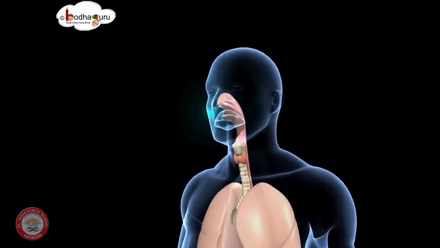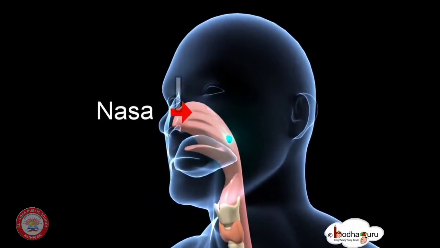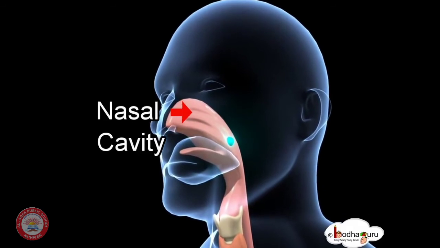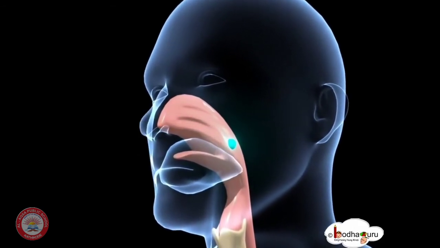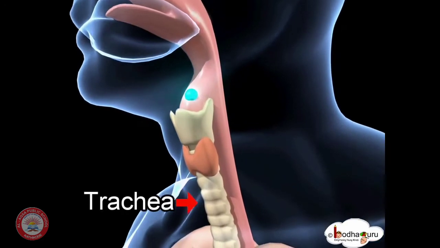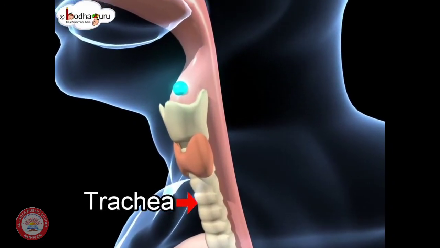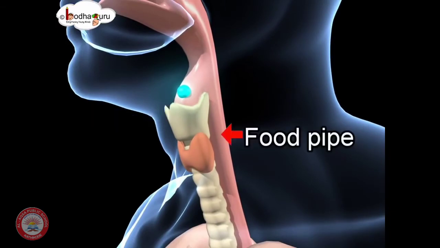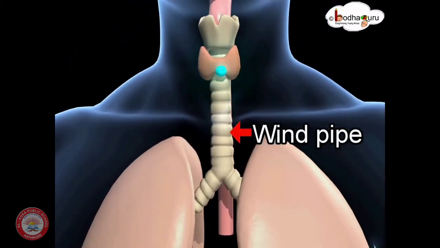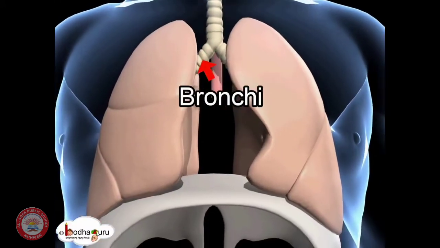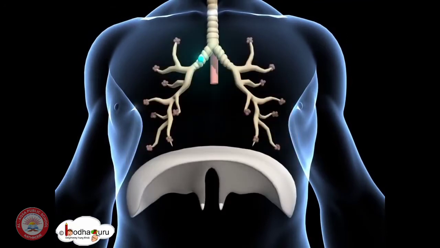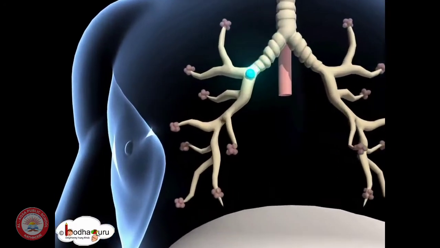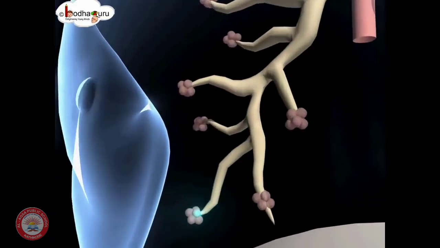Now let us see how we breathe. The air we take in passes through our nostrils into the nasal cavity. From the nasal cavity, the air enters the trachea or the windpipe through the pharynx. The pharynx also opens into the food pipe. The air that passes through the windpipe enters into the bronchi. As it enters into the lungs, the bronchi splits into bronchioles, which has balloon-like structures called alveoli at its end.